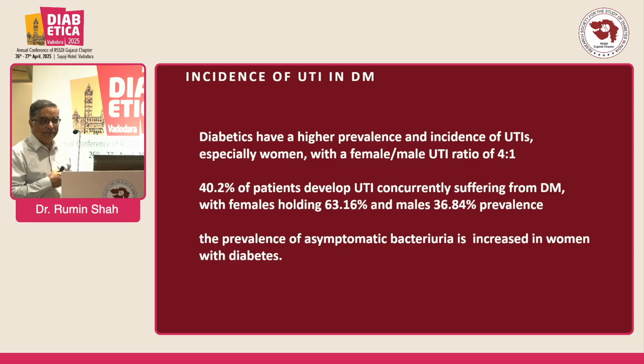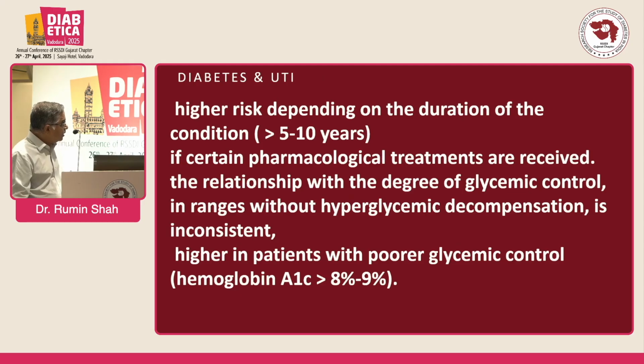40% of patients of diabetes develop UTI, while females predominate, 63%, and 36%, one third of the patients, are males. In females, there is a very high prevalence of asymptomatic bacteriuria when there is existence of diabetes. As diabetes advances, if the diabetes is of longer duration, let's say 10 years, the chances of a diabetic getting urinary tract infection are high. Also, when the patient is on certain drugs, mainly SGLT2 inhibitors, we'll discuss that later.